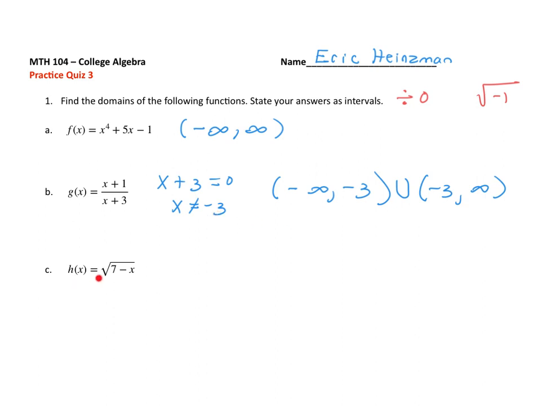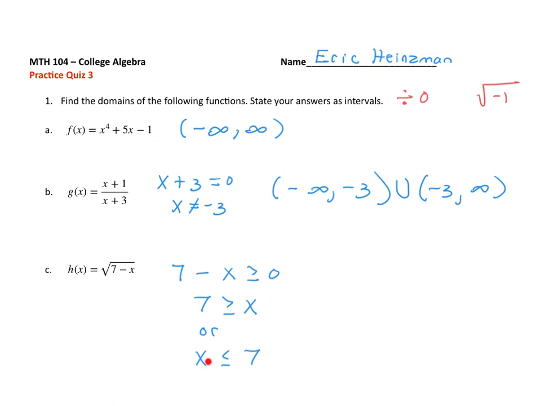In part C, we have the square root of 7 minus x. Now, the issue here is if anything underneath the square root is going to be a negative number. Said another way, I want 7 minus x to either be positive or equal to 0. So to solve this inequality, I'm going to add x to both sides, and we get that 7 is greater than or equal to x. Or maybe a better way to state this is x is less than or equal to 7.